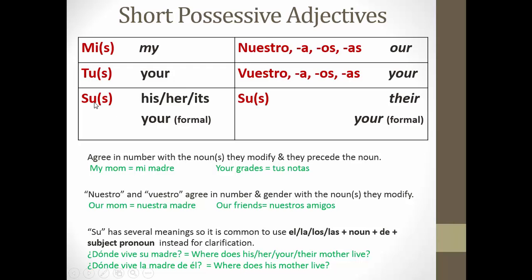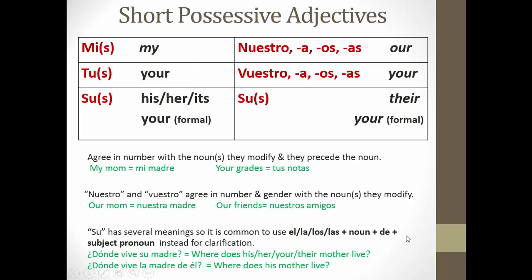A special side note for you. Please notice that the word su or sus has a lot of meanings, okay? For example, if I said su amigo, am I saying his friend, her friend, your friend, their friend, its friend? I mean, it's hard to know exactly what su amigo means. So in order to clarify that, it would be common to use this structure if I wanted you to know that su amigo meant her friend.